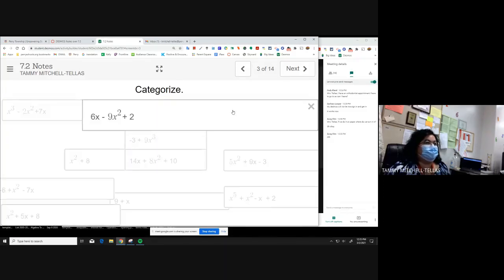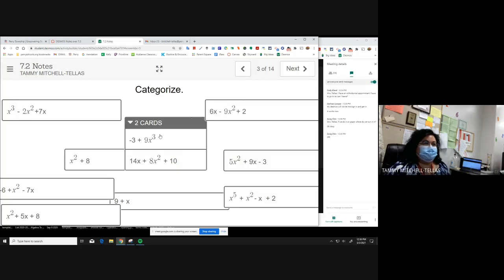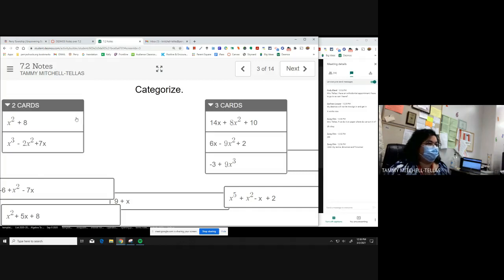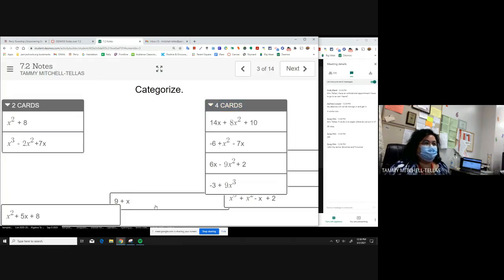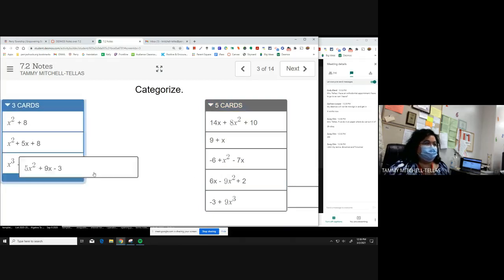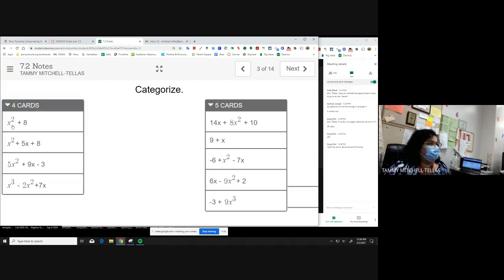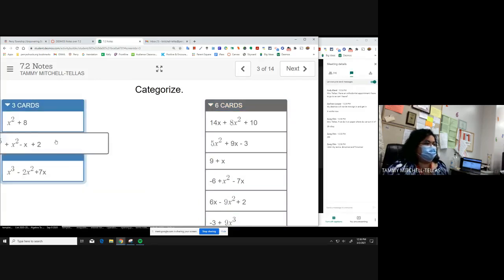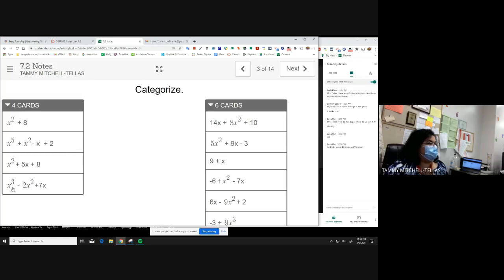So what about the 6x one? Did you put that with the one with the exponents or no? Okay, so that goes over here. That goes there with that one. This one goes here. If I'm doing anything different than you, tell me. I think that goes here, according to the sorting. Does the 5x squared go with the x squared with the x first? No, it goes over there. And the x to the 5th does. Right? So you have 4 cards in this category and everything else is over here. Is that correct? Yeah. Okay.